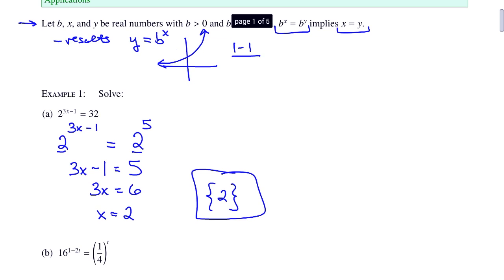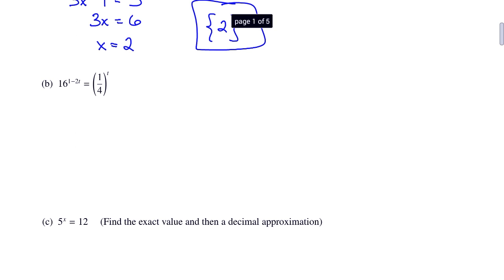Let's look at example B. 16 to the 1 minus 2t power is equal to 1/4 to the t. Both of these numbers, 16 and 1/4, live in the 4 family. So 16 is really 4 squared. And then we have the other exponent, 1 minus 2t.